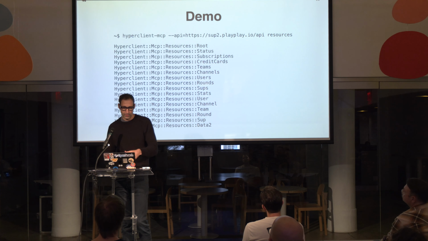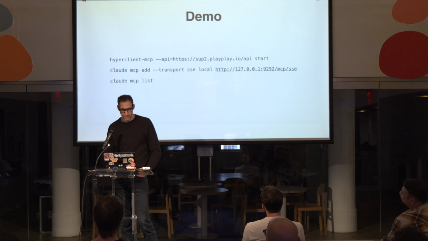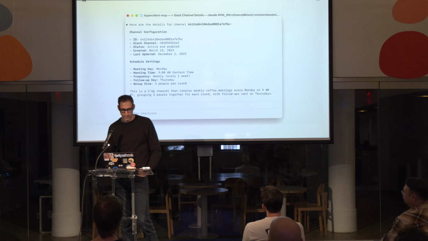Here's how to list resources. And so these are all from my API. So it knows that we have subscriptions, that we have teams, channels, things like that. And then you can ask for the status. This is what I just did. Other things you can do is ask information about the channel.